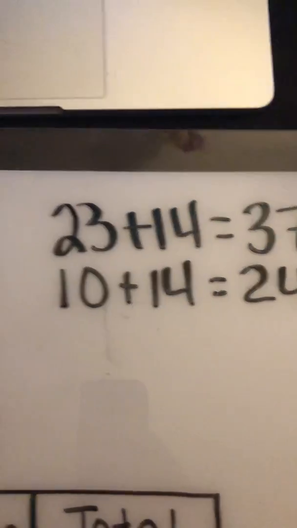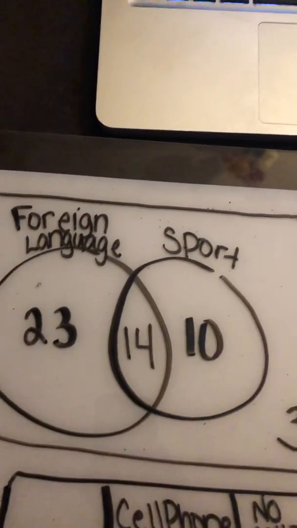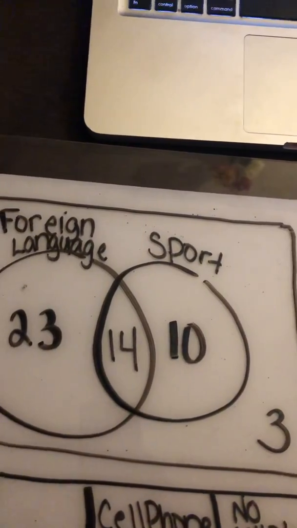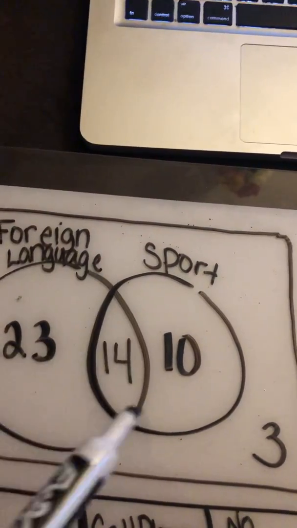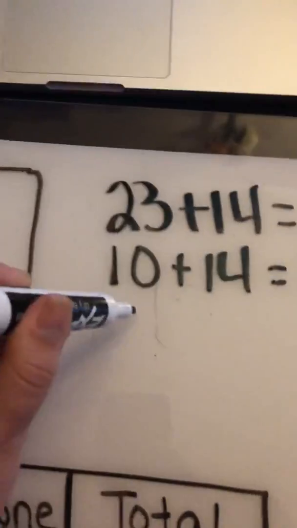Then the third question says, how many students do both? Well, we've already answered that question. That would be the number that's splitting the 2 circles. So 14 students do both.